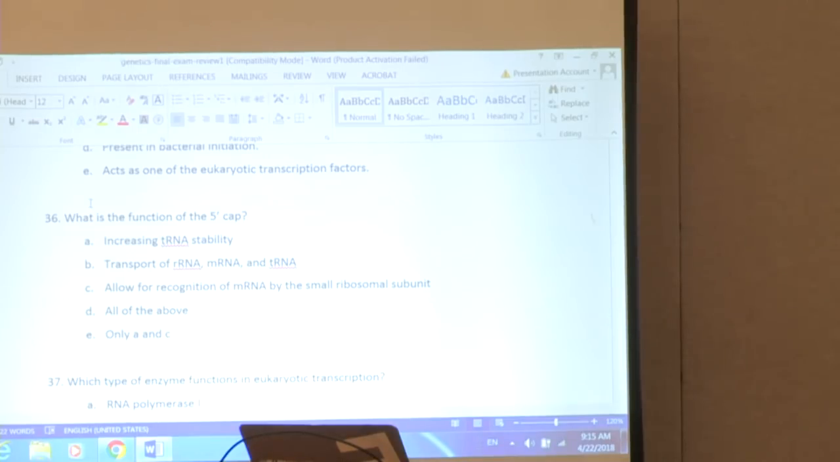But in the case of prokaryotes, transcription and translation are coupled. So they're happening simultaneously. And prokaryotes don't have a nuclear envelope or organelles, so it's happening at the same time. And that's why these modifications are not made in prokaryotes.